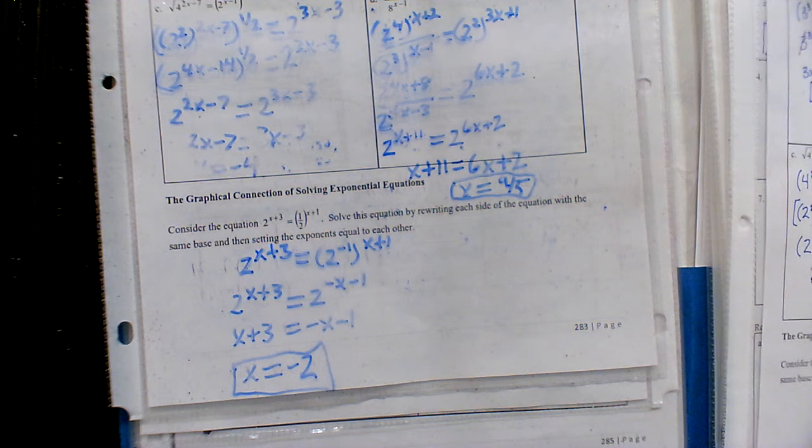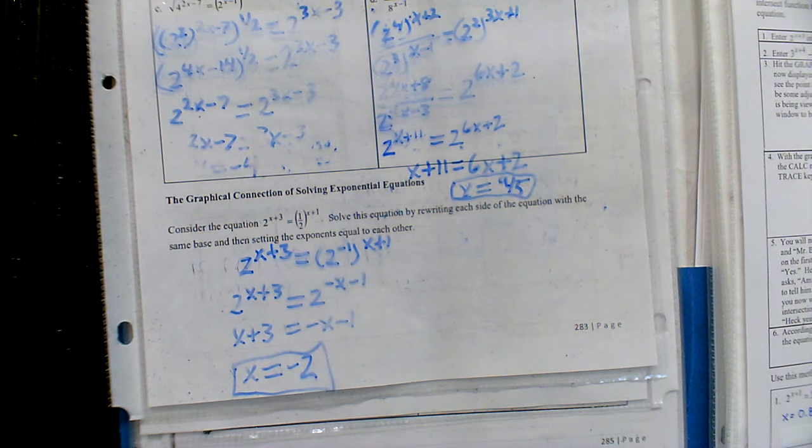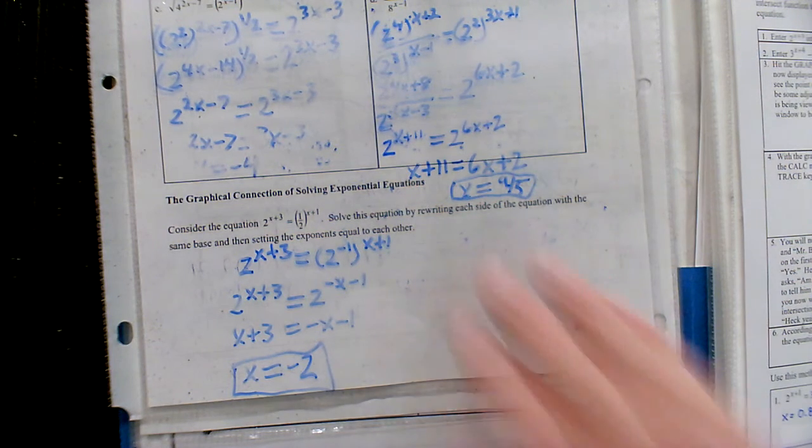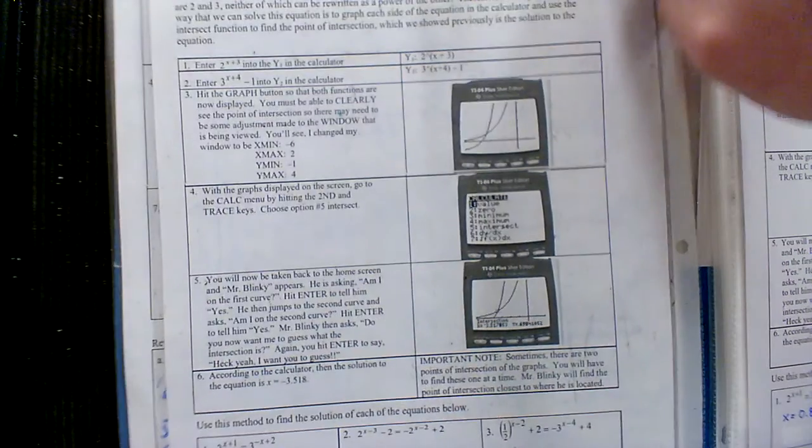So on the back, we're going to have to make use of the calculator. And that's because we're going to have two functions that are equal to each other that we want to solve for x, but we can't make them have the same base. All of these ones we've done so far, we've been able to manipulate and give them the same base. But as we turn to the back, we're going to have some problems where we can't do that.